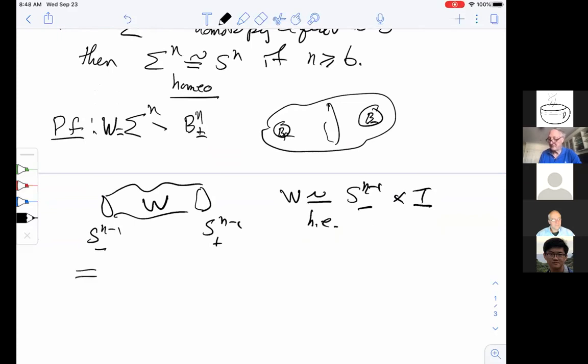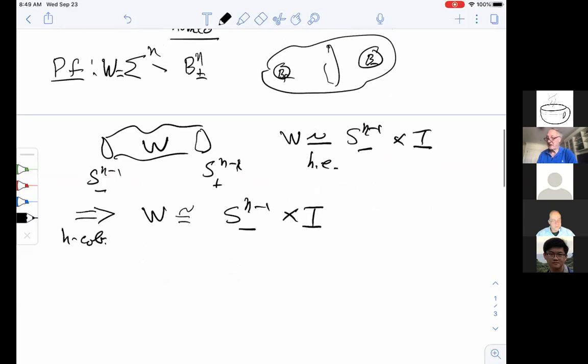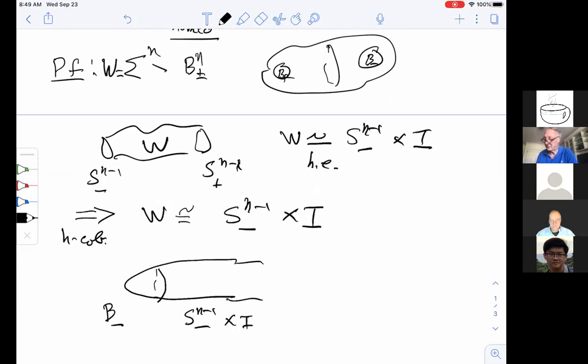So n is at least 6, so by the h-cobordism theorem, W is diffeomorphic to S^(n-1) minus cross I, where the other end becomes S^(n-1) plus. So we've now understood this manifold in 3 pieces. We have down here B minus, then we have S^(n-1) minus cross I, a nice product, and then we have B plus.